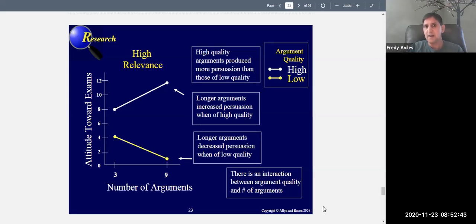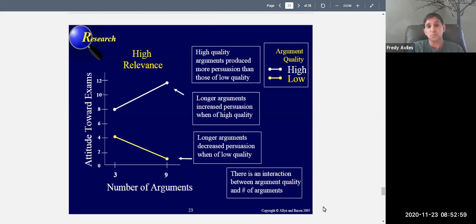So let's look for main effects first, right? Because that's the easiest thing. Let's look for a main effect of argument quality, right? High quality, that's the white line. Low quality, that's the yellow line. Are the lines close together or are they spread out?